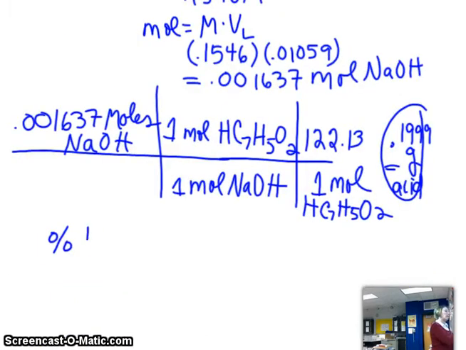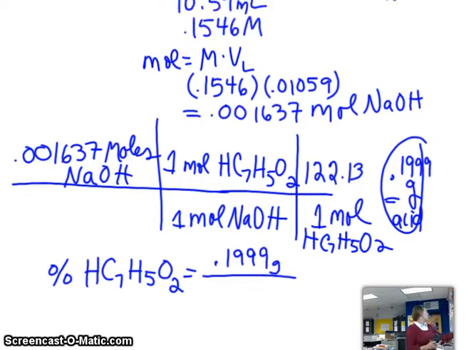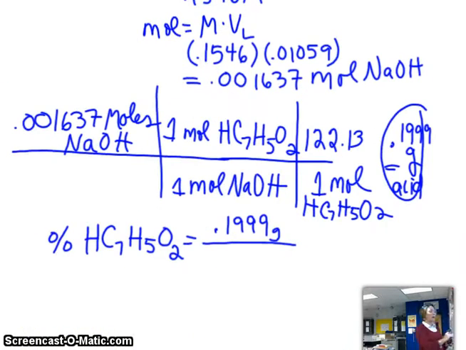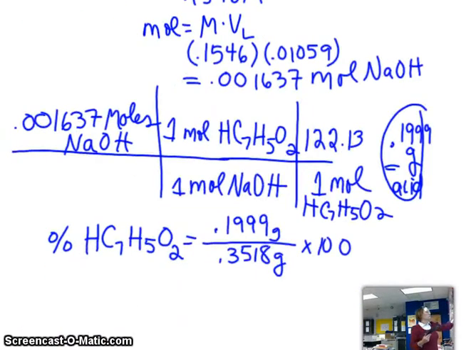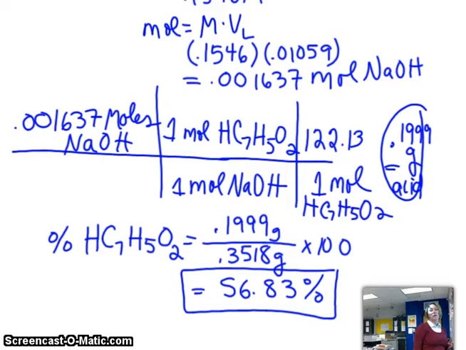The percent then of your HC7H5O2 is the mass of that in your sample, 0.1999 grams, divided by the mass of your whole effluent, which was 0.3518 grams, times 100. And again, I leave all my numbers in the calculator, so let's look at, I think every number that was given to us is in 4 sig figs there. So we'll go 4 sig figs, and you should have 56.83% is your final answer.